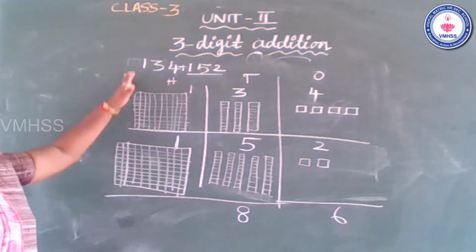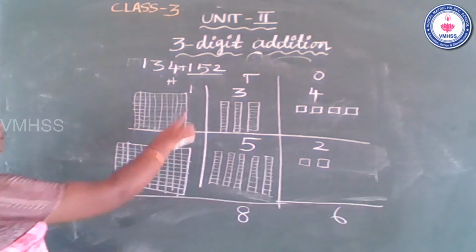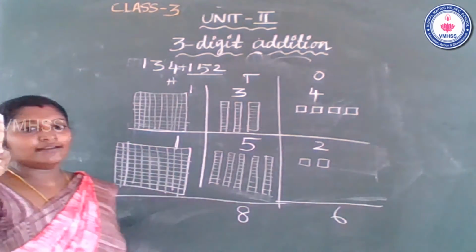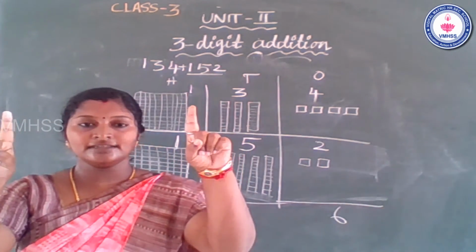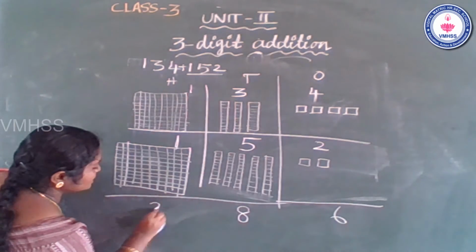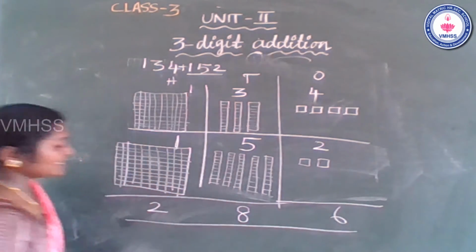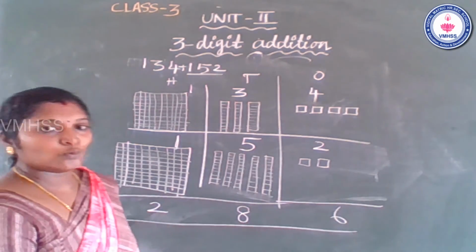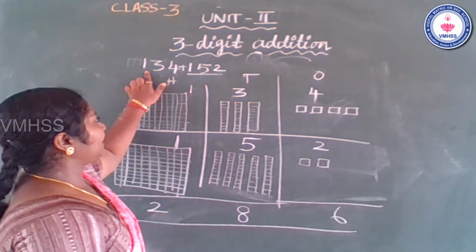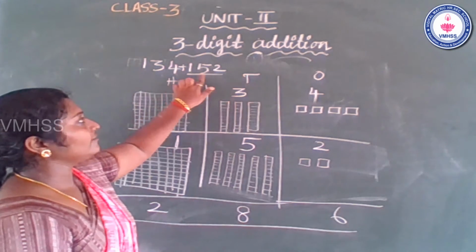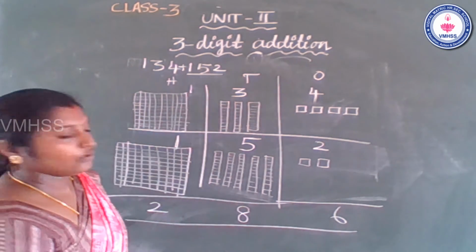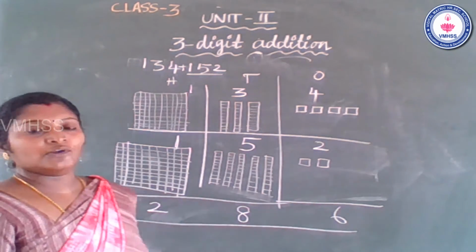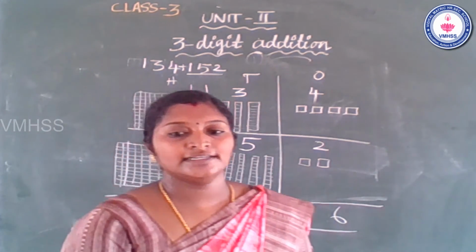Okay, so what is the 100 values? So 1 and 1. So 1 plus 1. What is the answer? 2. Very good. So now we get the answer 286. Okay, students, what is the question? So 134 plus 152. Okay, so we get the answer 286. Okay, students, do you understand this sum?